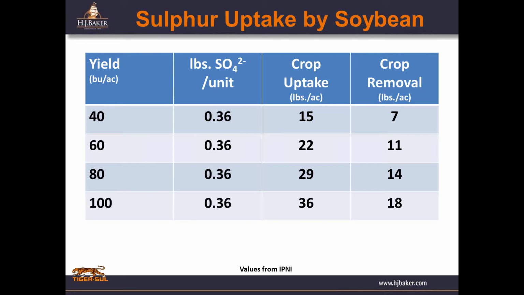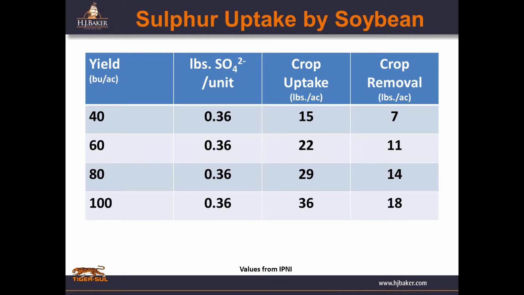Here's a chart showing sulfur uptake by soybeans with yield in the left column, starting at, say, 40 bushels to the acre. We take up approximately 0.36 pounds of sulfate per bushel. That equates to about 15 pounds per acre of sulfate of crop uptake. And then the crop removal at harvest is approximately half of that, at 7 pounds per acre. And notice if you go down to 80 bushels per acre, we essentially doubled the amount of crop uptake and we doubled the amount of crop removal. But still, there's only about half being the difference between crop removal and crop uptake.